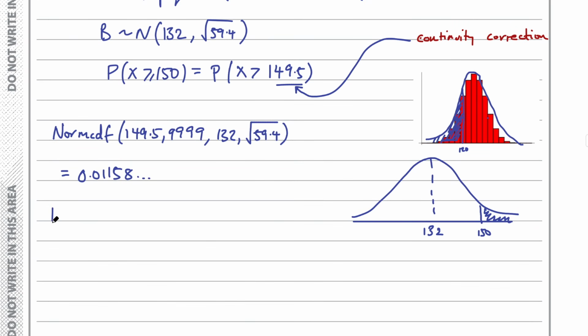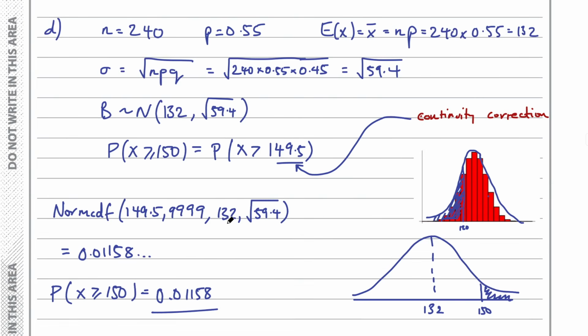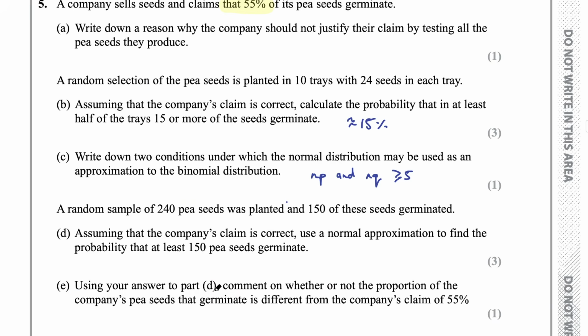So the probability of the number of seeds germinating being greater than 150, we've worked out to be about 0.1158. So that was part D. Part E says, using your answer to part D, comment on whether or not the proportion of the company's pea seeds that germinate is different from the company's claim of 55%.